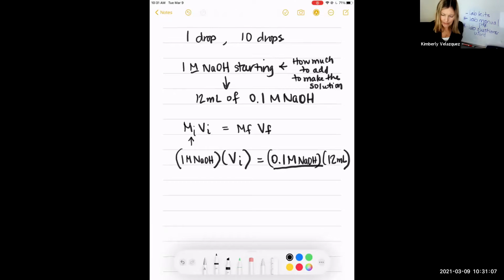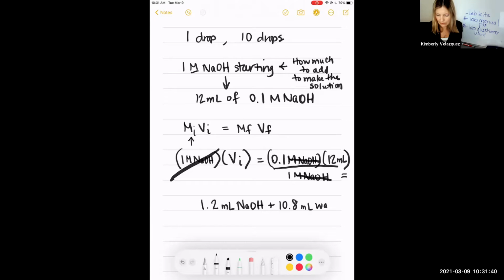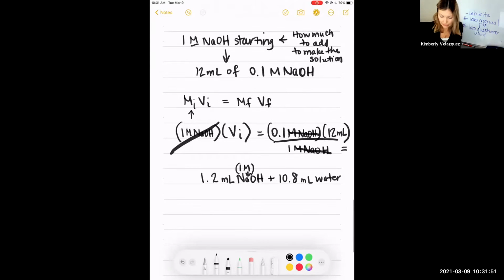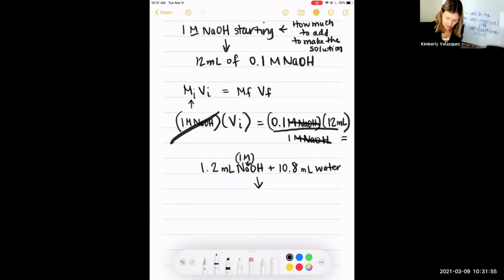We divide both sides by 1 molar. So this cancels out. I can cancel out my units and it becomes a math problem. 12 times 0.1 is going to give us 1.2 milliliters of sodium hydroxide. And I need 12 milliliters total, so plus 10.8 milliliters of water. And this is the 1 molar sodium hydroxide that we're adding, the original. So this is how we get to 12 milliliters of 0.1 molar sodium hydroxide.